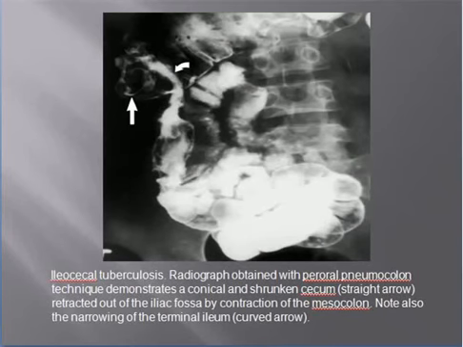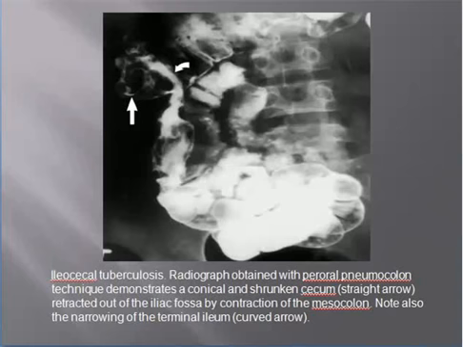Barium study: ileocecal tuberculosis, radiograph obtained with per-oral pneumocolon technique. This is also called the double contrast technique. It demonstrates a conical and shrunken cecum, straight arrow, retracted out of the iliac fossa by contraction of the mesocolon. Note also the narrowing of the terminal ileum depicted by the curved arrow.